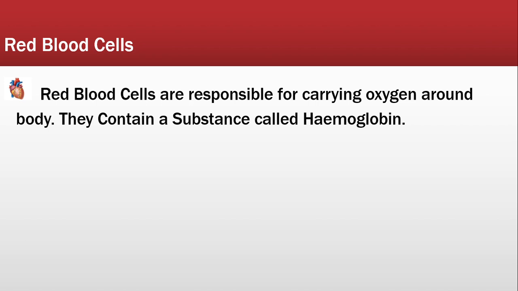Red blood cells do not have a nucleus and have a biconcave shape. This structure increases the surface area to volume ratio of the red blood cells, thus allowing efficient diffusion of oxygen. So, I think you all understood those points because they are very summarized here.